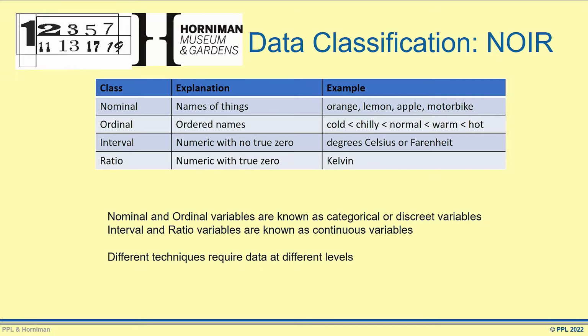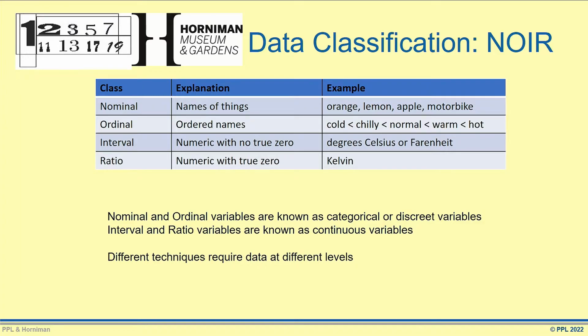Occasionally, we have ordinal data, where we have things which are ordered, so cold, chilly, normal, warm, hot, and they're transitive. So if something is chilly, we know that it is naturally cooler than something that is warm, even though there's normal in between in this example.